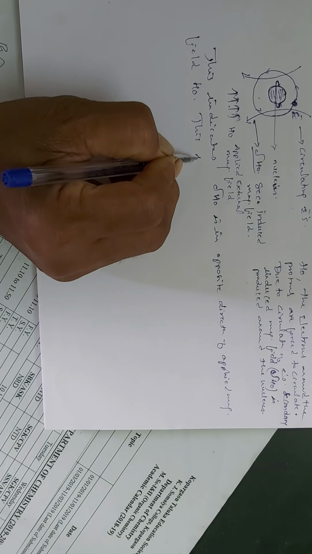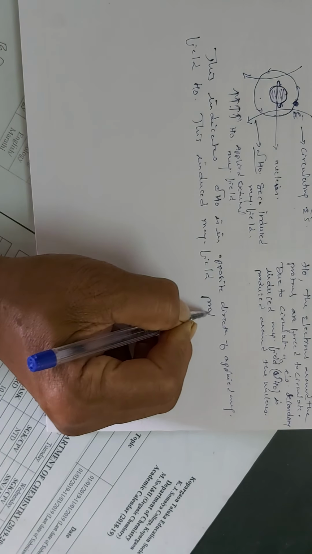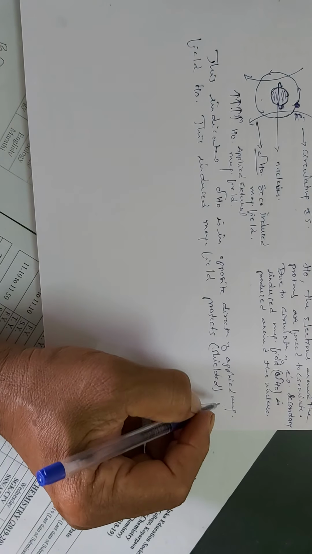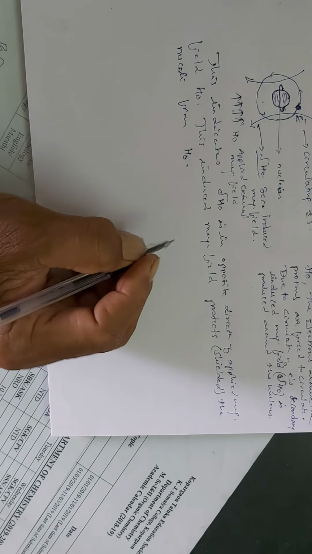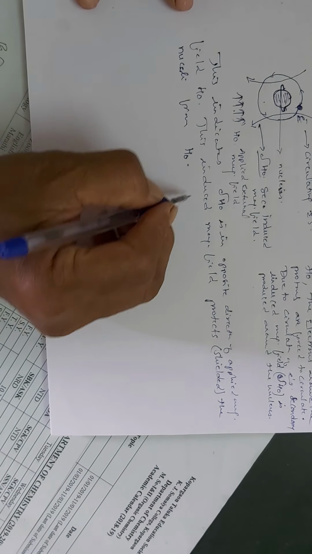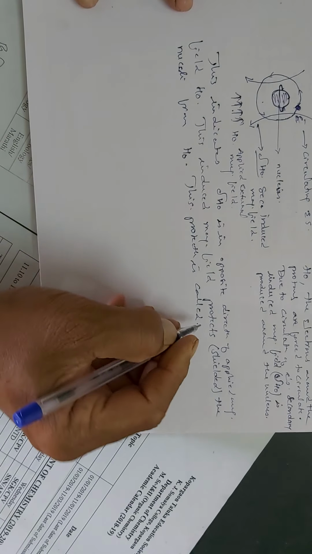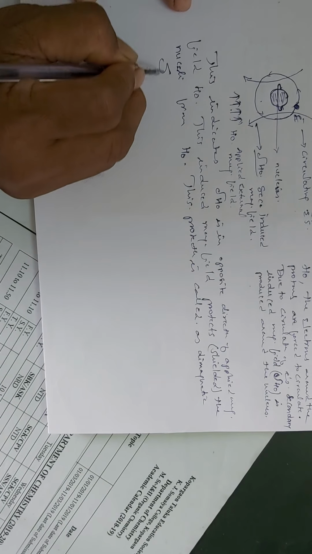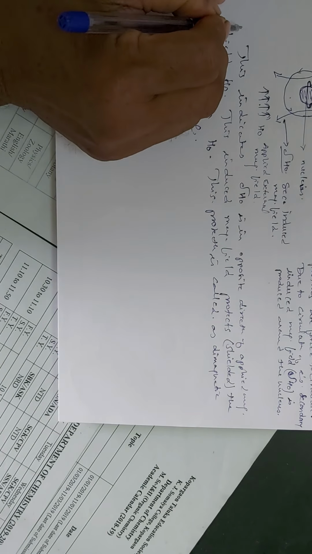This induced magnetic field protects the nuclei from the external magnetic field, and this protection is called diamagnetic shielding. So this is one part.